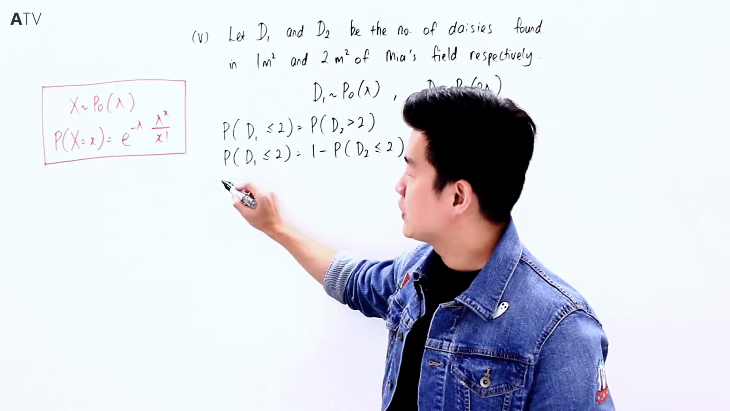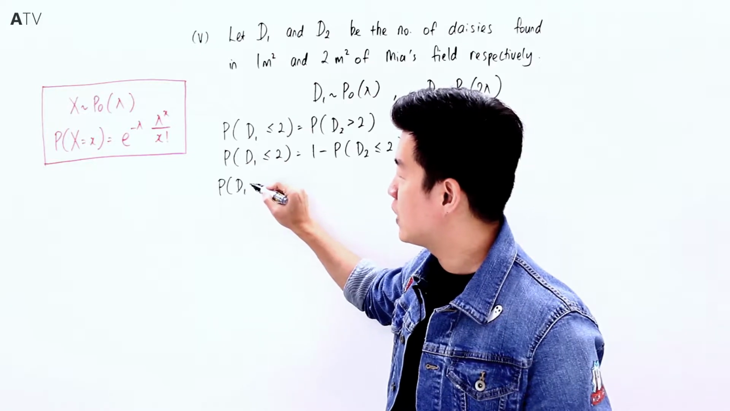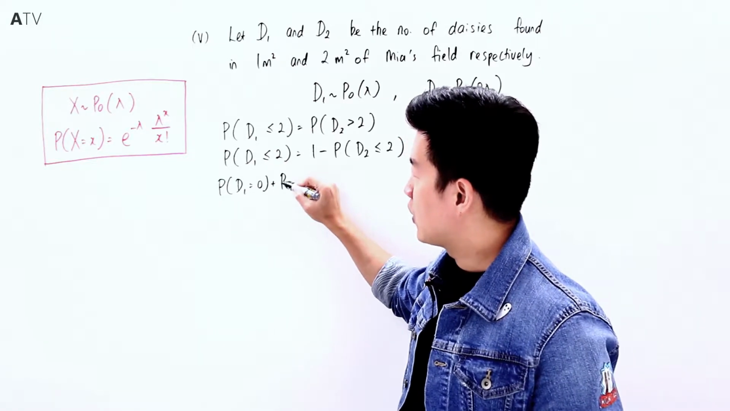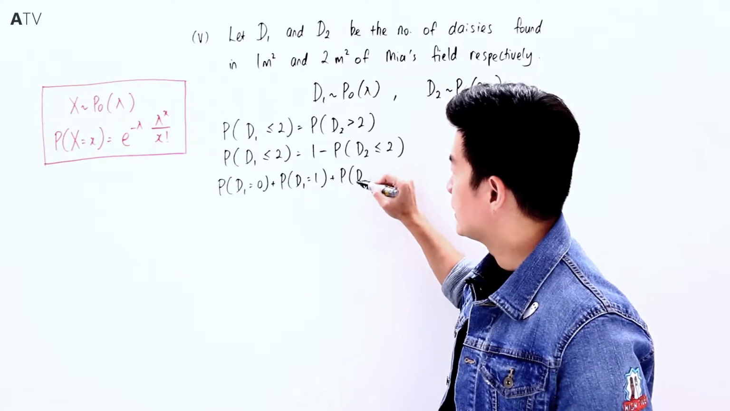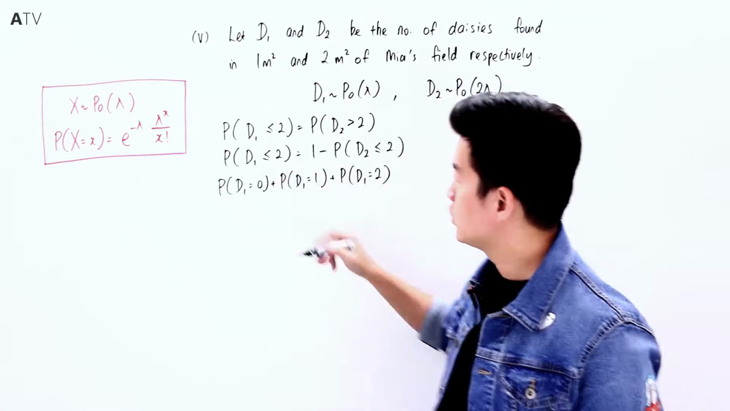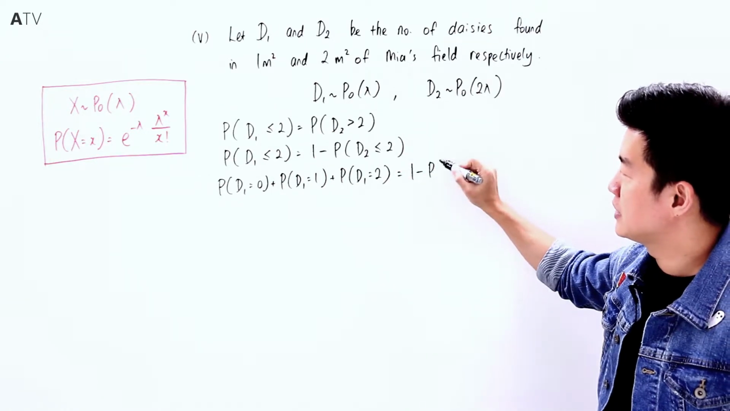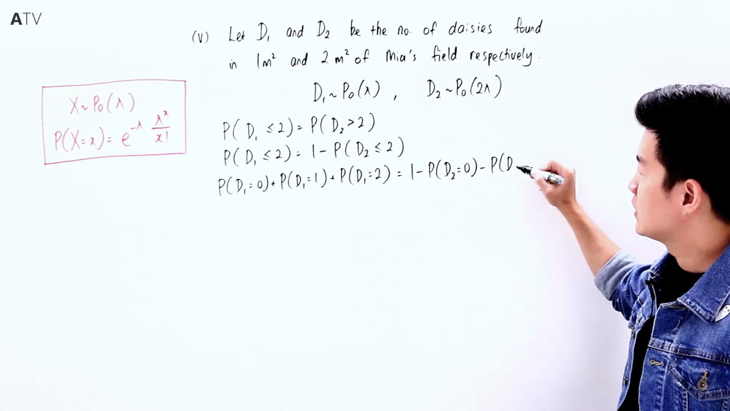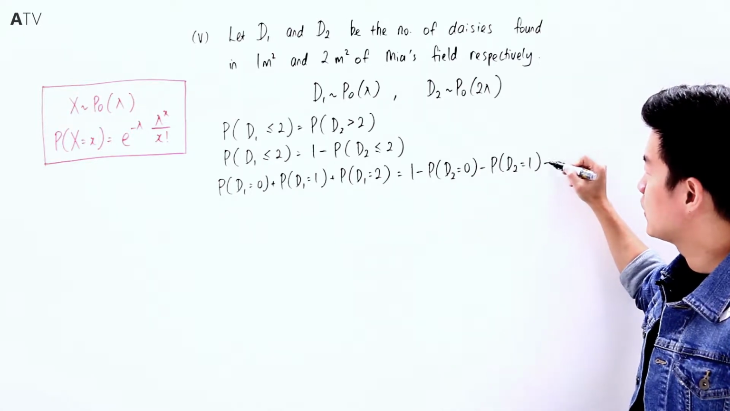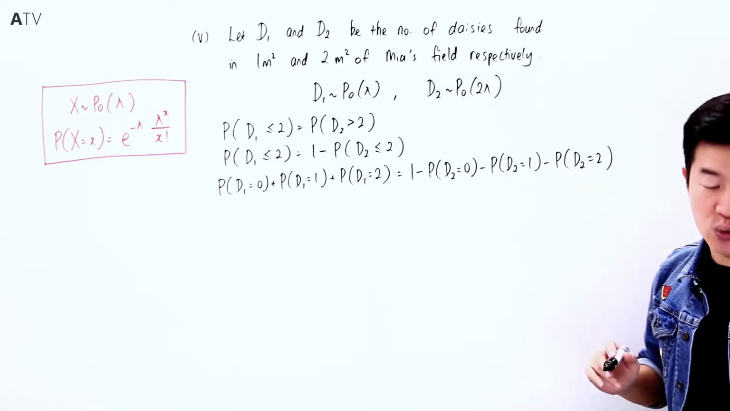And to break this up into its components, I can rewrite this as the probability when D1 is equal to 0, or when D1 is equal to 1, or when D1 is equal to 2. This will be equal to 1 minus the probability when D2 is equal to 0, minus the probability when D2 is equal to 1, and minus the probability when D2 is equal to 2.